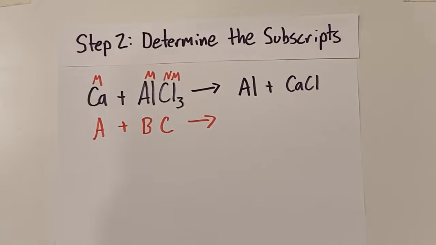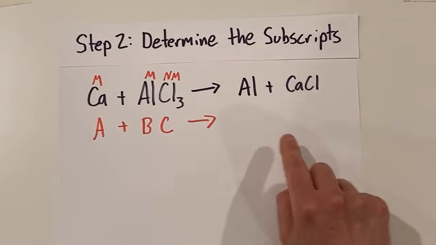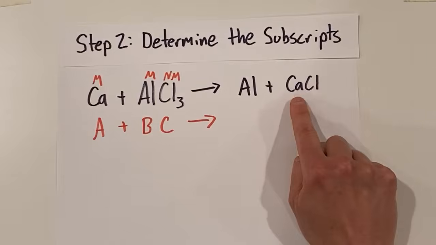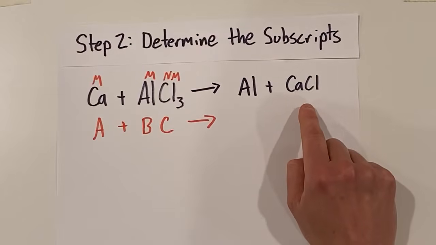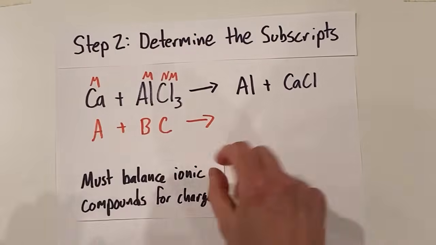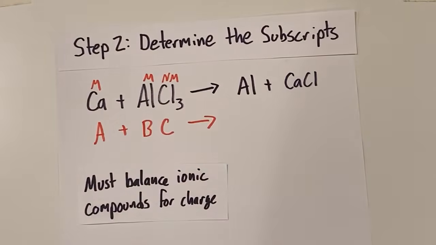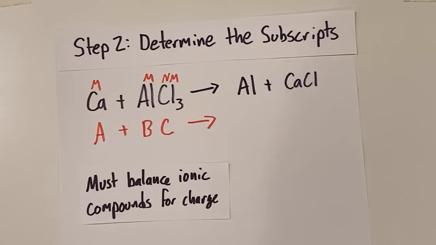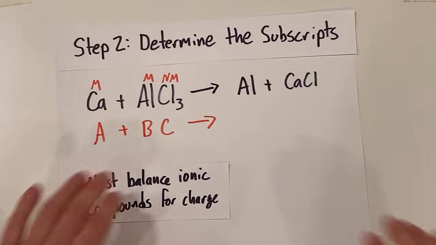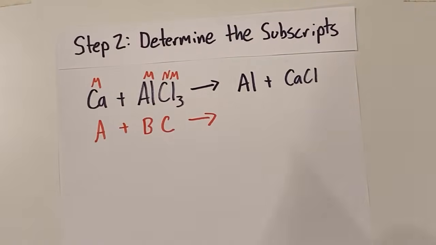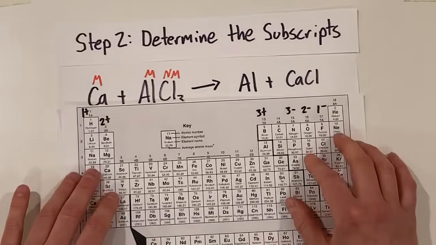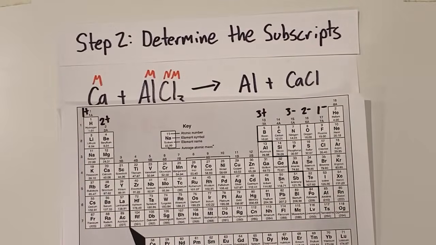Okay. Now, one thing you may notice is that if we have Ca and Cl together, they're going to be an ionic compound. Just like how aluminum and chlorine are an ionic compound. We've got a metal and nonmetal together. We must balance ionic compounds for charge. So let's go take a look back at our periodic table to figure out the charges on each of the elements in this compound here.